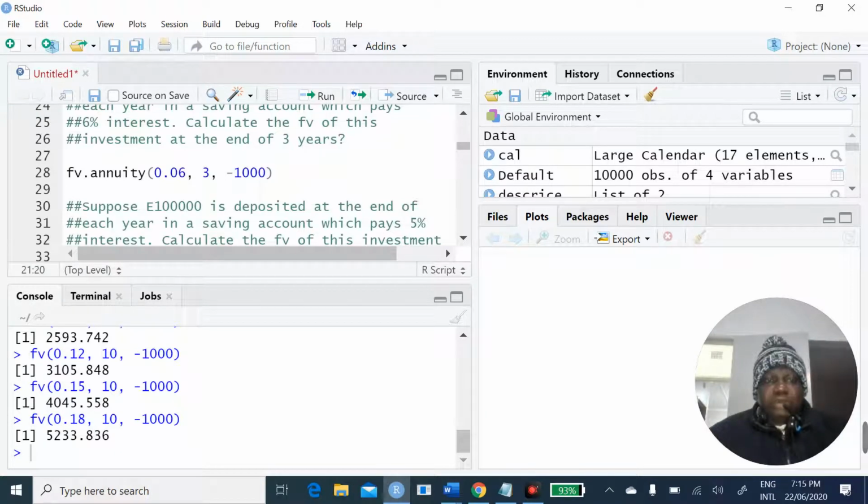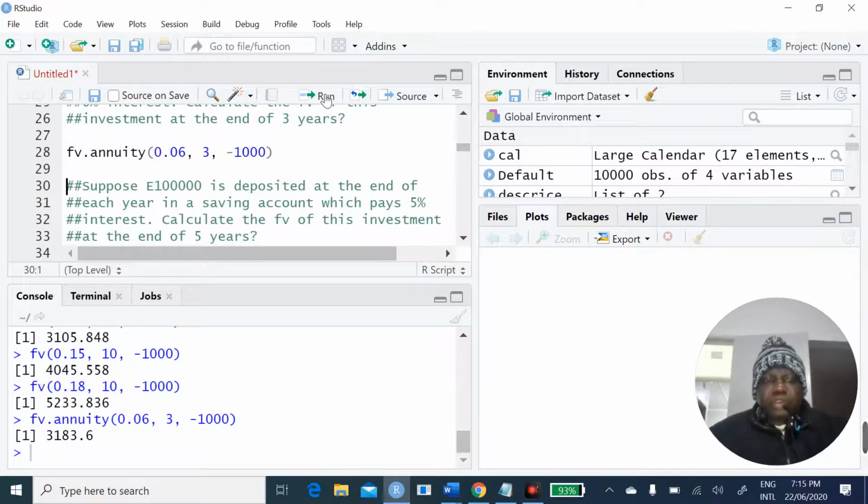So here we have FV.annuity(0.06, 3, -1,000). Oh, I'm sorry, it's no compound interest now, it's the interest rate: 0.06, then 3 years, then minus 1,000. Run it. Straightforward.